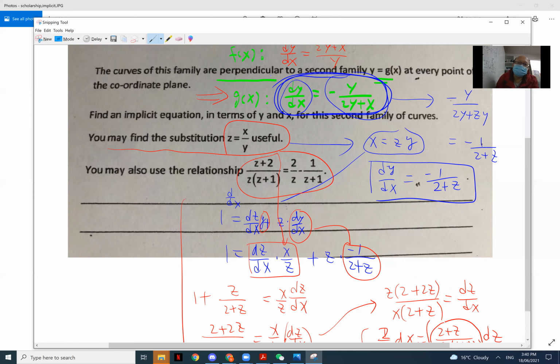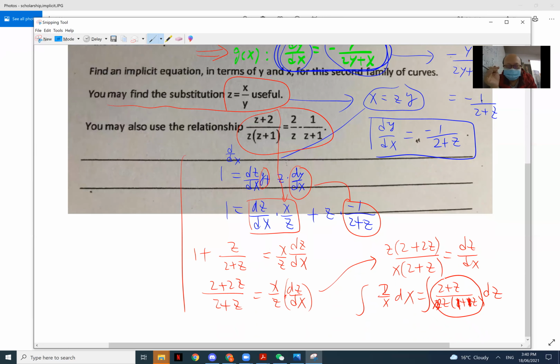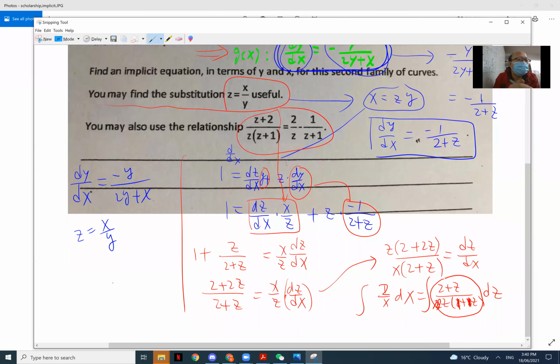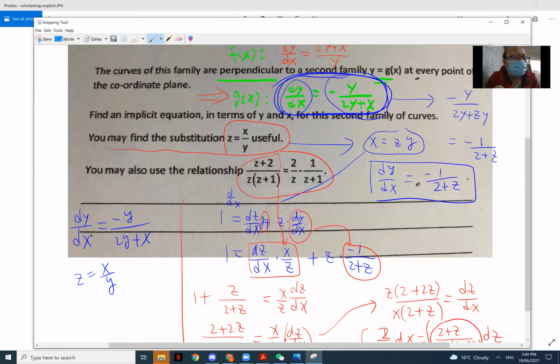I'll show you the other way because my way looks like too much algebra. We try to solve this differential equation, and they gave you a hint, asking you to use this substitution. That's the question. After you realize perpendicular is negative reciprocal, you just solve this one. The question just changed to how we solve this differential equation. Okay? Why do we use z equals x over y?